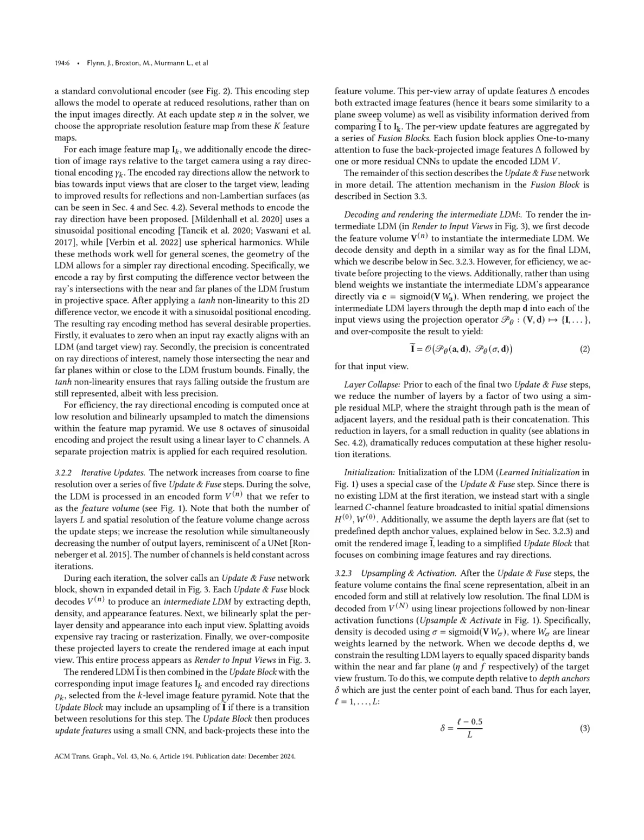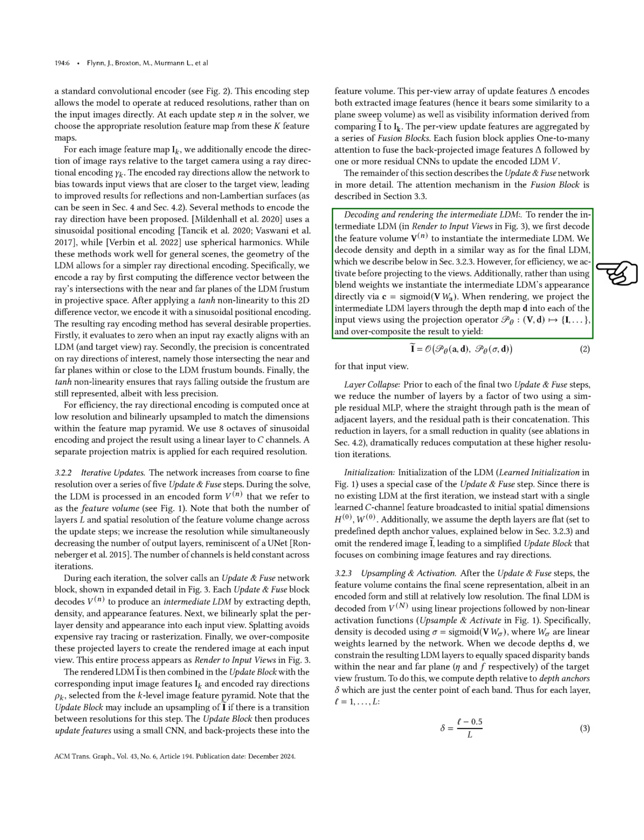Section Summary. In this section, we describe how we convert input images into low-resolution feature map pyramids using a convolutional encoder, allowing the model to work efficiently at reduced resolutions. We also explain our ray directional encoding method, which enhances the model's focus on relevant input views, and detail the iterative update and fuse process that progressively refines the LDM through a series of updates and fusions to produce rendered images.